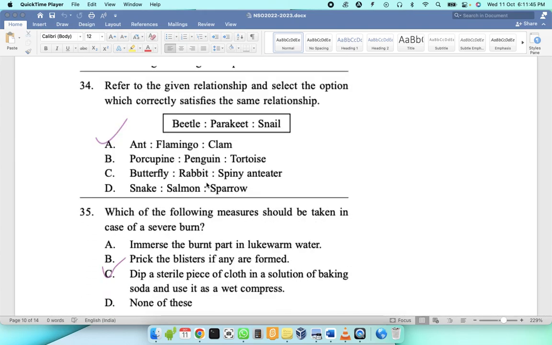The relation found here is the relation of the outer covering of the animals. Beetles' outer covering is cuticle, so is ants'. Parakeets' outer covering is feathers, and flamingos also have feathers as their outer covering. Snails have shells as their outer covering, and so do clams.